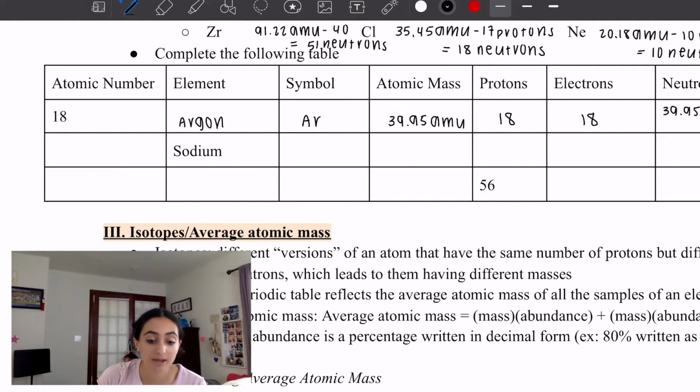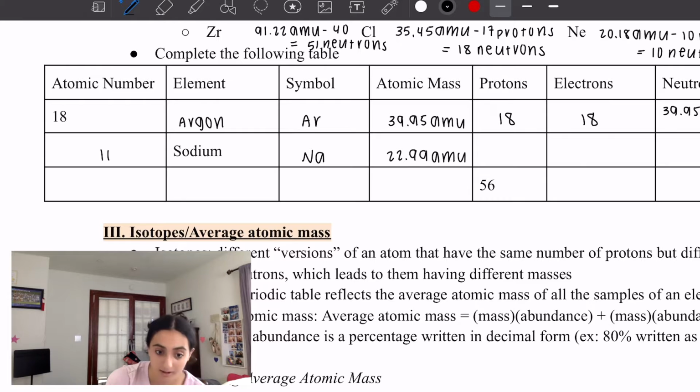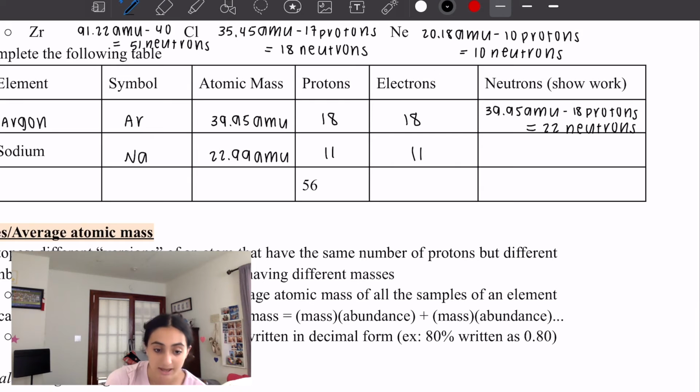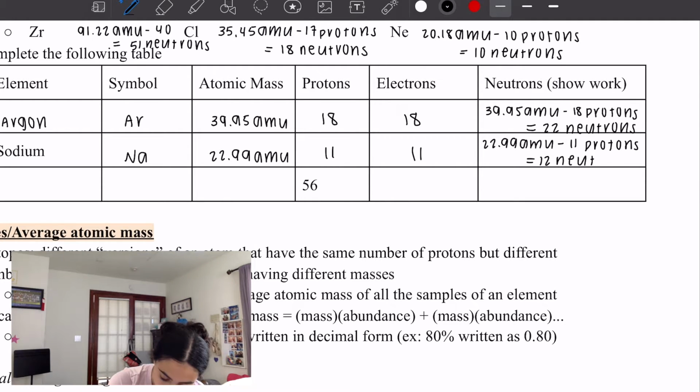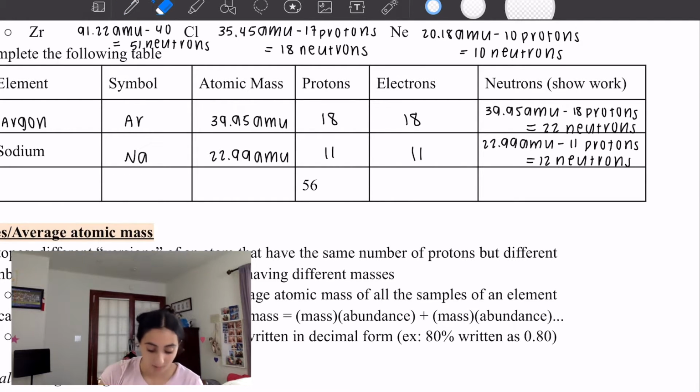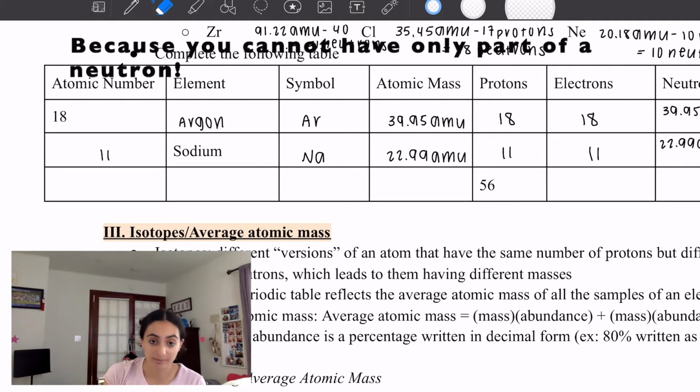Next, we have sodium. And if we look for the name sodium, the atomic number is 11. The symbol is Na. The atomic mass is 22.99. There are 11 protons because of the number, which means there are also 11 electrons. And for the neutrons, we can do 22.99 minus 11 protons equals 12 neutrons. Remember, I'm rounding neutrons to the nearest whole number.